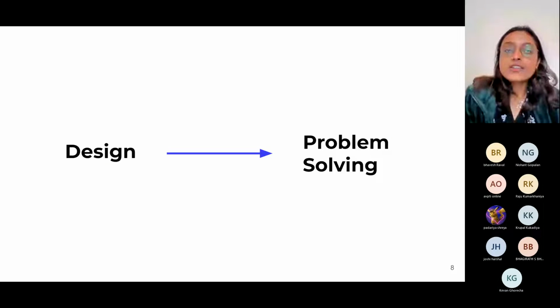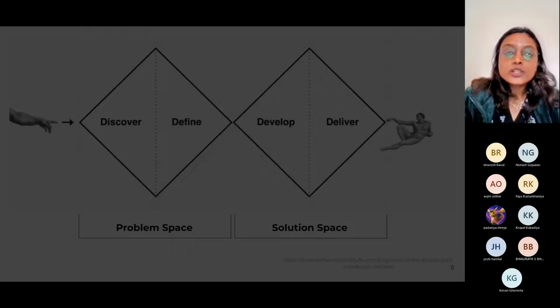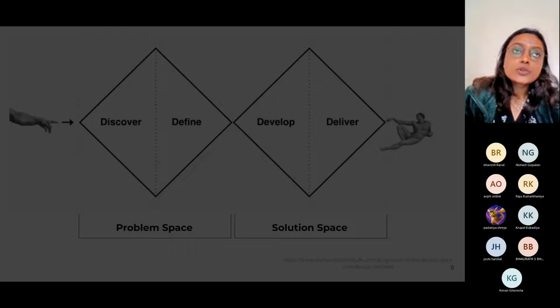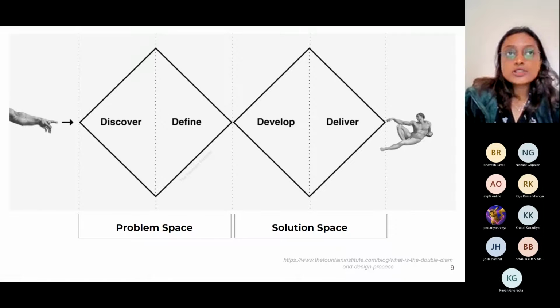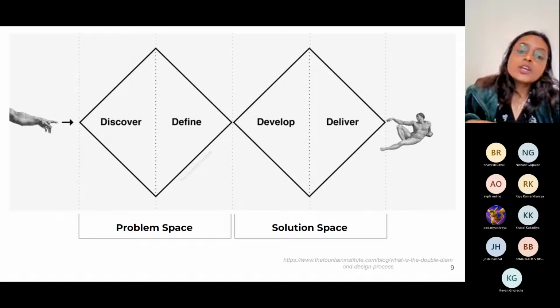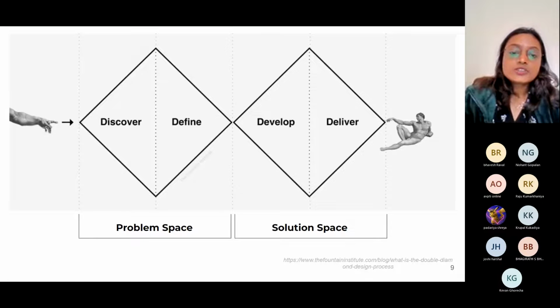So if I have to reduce design down to the core of it and not use any of the fancy words that usually go around, it is at the core of it problem solving. And I think this applies to engineering design as well. But how do we go about now doing the problem solving part, the problem recognition and problem definition?